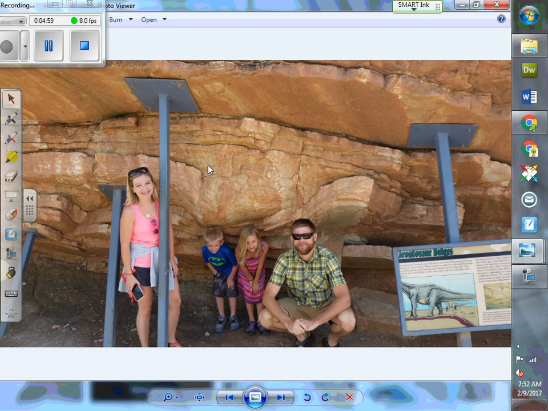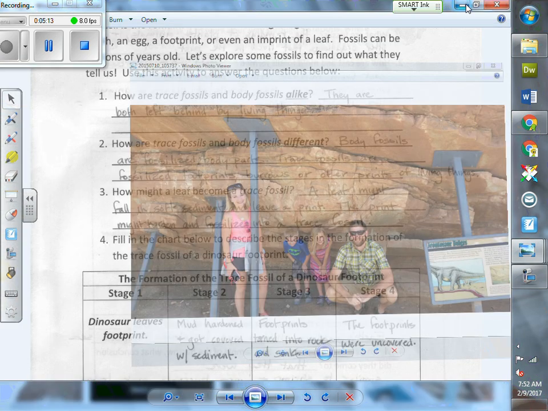And I guess when they either made a cut for this road or through some natural erosion, this footprint showed up. And you can see how big this brontosaurus would have been. It was a pretty cool thing to see. But that was a trace fossil.